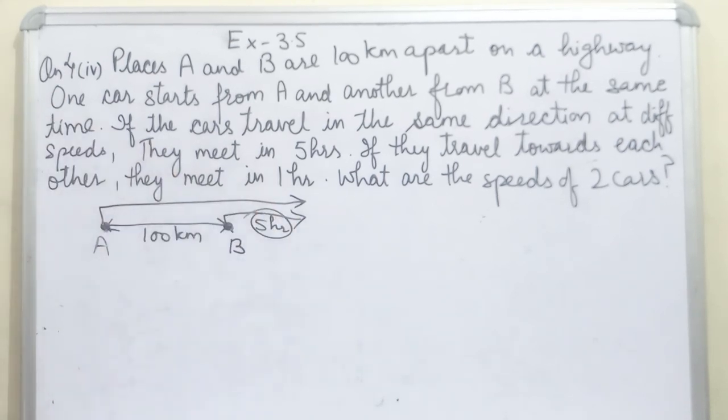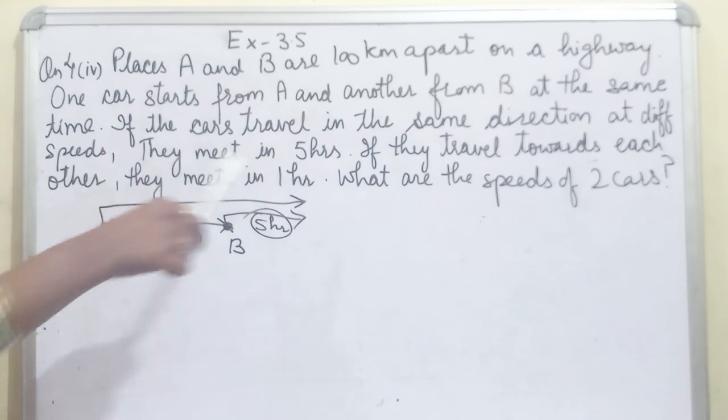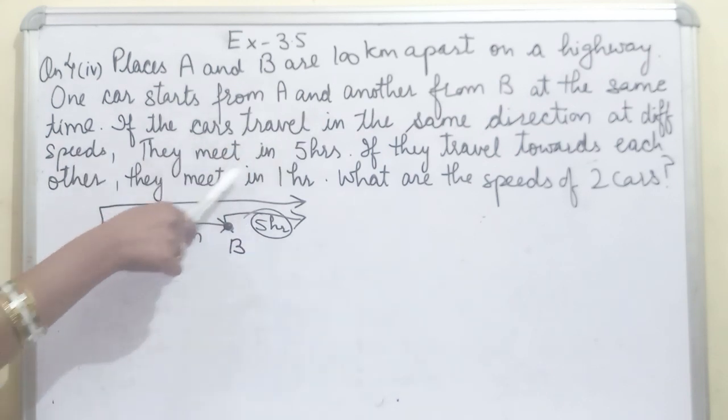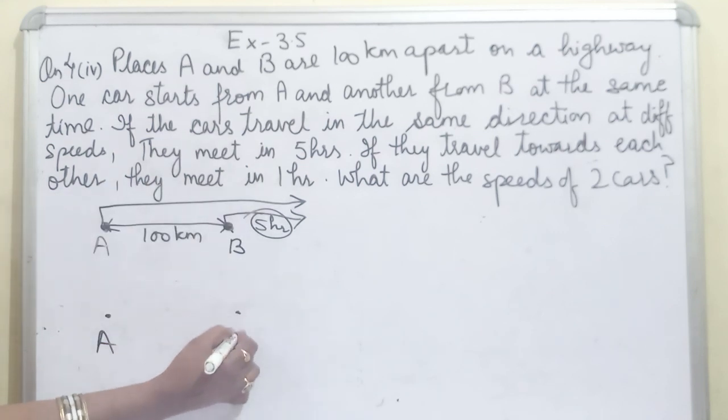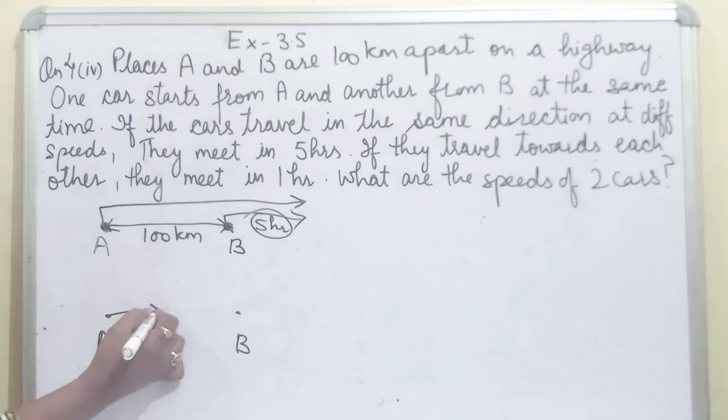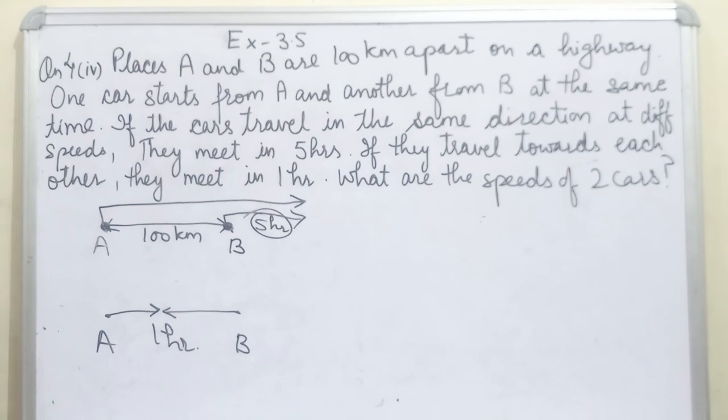Okay, and similarly one more condition is there. What is that? If they travel towards each other, they meet in 1 hour. That means again I'm taking these 2 points A and B. Now the cars are moving in opposite direction and they meet in 1 hour. What are the speeds of the 2 cars? We have to find out the speed of the 2 cars.